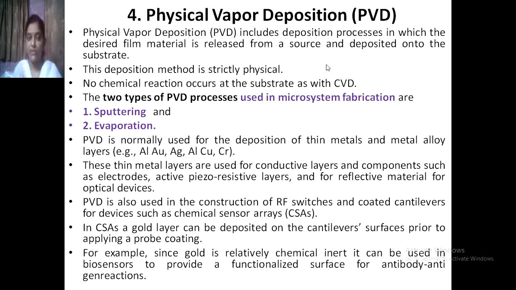So PVD, physical vapor deposition, is the only deposition method which is strictly physical. There are two types of the PVD process: one is sputtering and one is evaporation. PVD is normally used for the deposition of thin metals and metal alloy layers.